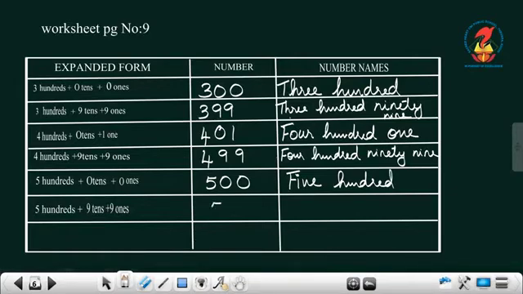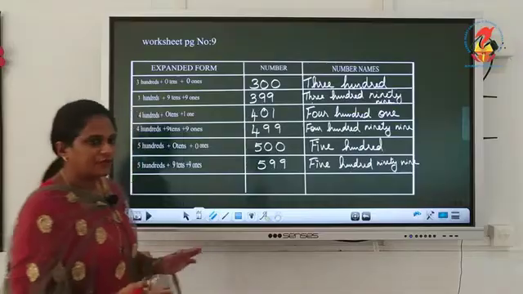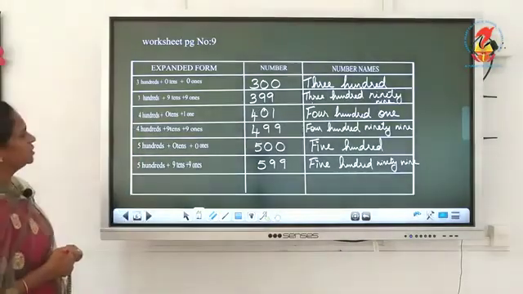500 plus 9 tens plus 9 ones. How will you write the number? 5 in hundreds place, 9 in tens place, and 9 in ones place. So how will you write? 599. Got it? Further questions you have to do it yourself.